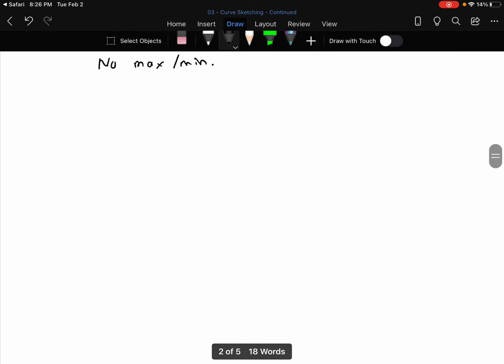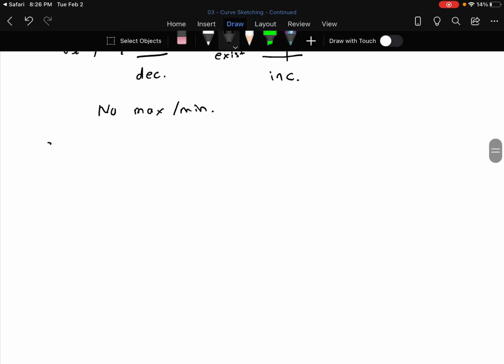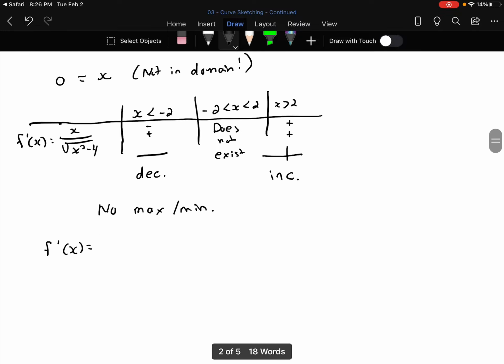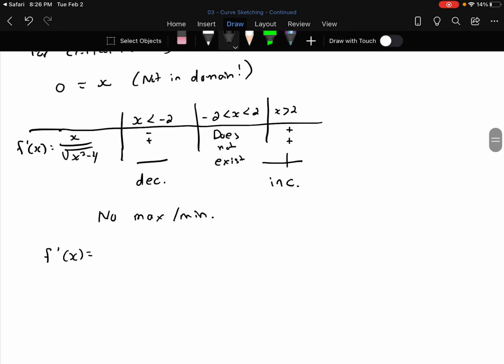So, do I have room down here? Oh, yeah, I've got some room down here. So now, what was my derivative I had left there? I had f prime at x is x over root x squared minus 4. What am I after here? I'm going after concavity now.